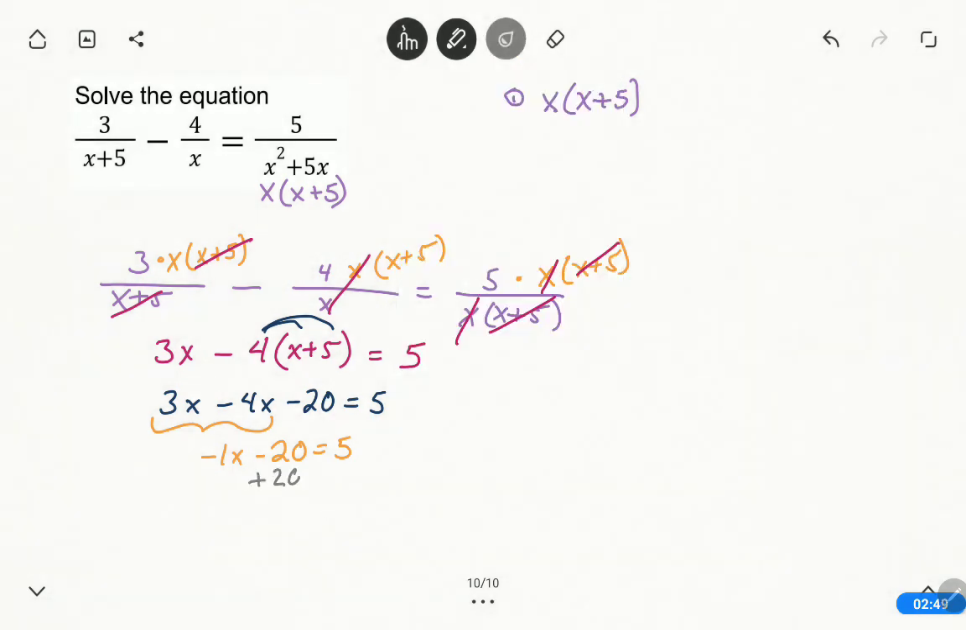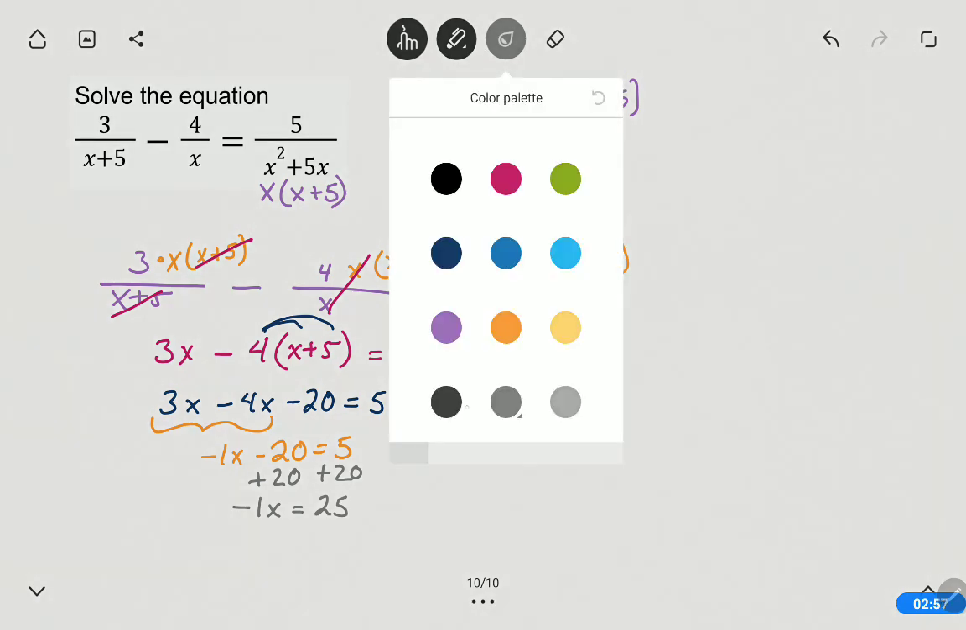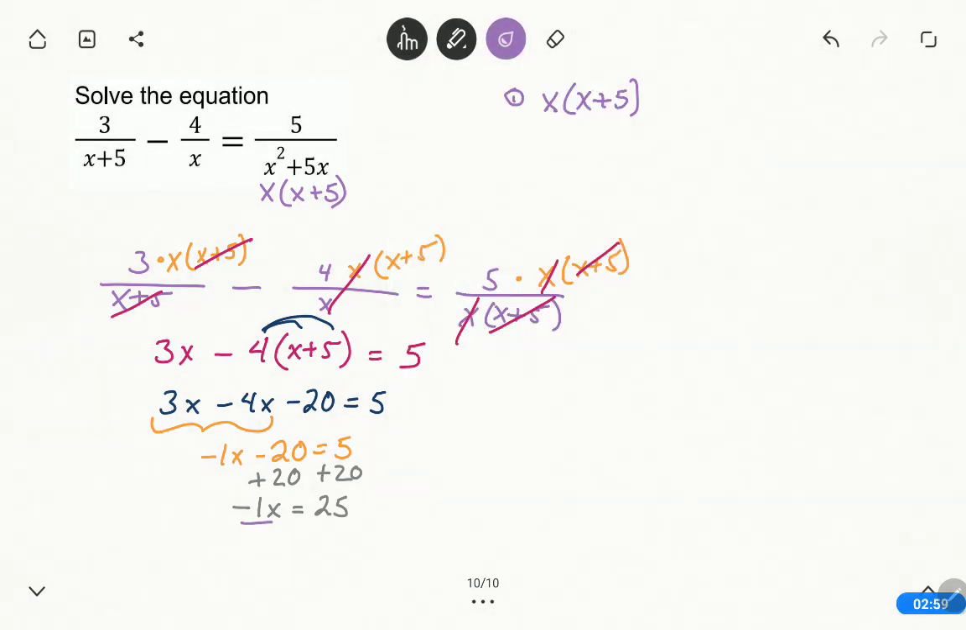I'll add 20 to both sides. Get negative 1x equals 25. And then finally divide by negative 1. Get x is equal to negative 25.